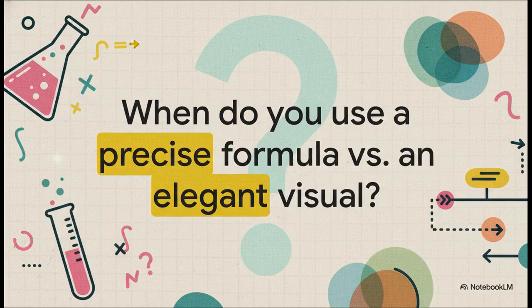And you know, that leaves us with a bigger question. This choice between a precise formula on one hand and an elegant visual on the other, it isn't just for chemical engineers. I mean, think about it. In what other areas of your life, maybe managing your finances or planning a big project, do you face a similar choice? When is it better to just crunch the numbers, and when is it actually better to just draw the picture?